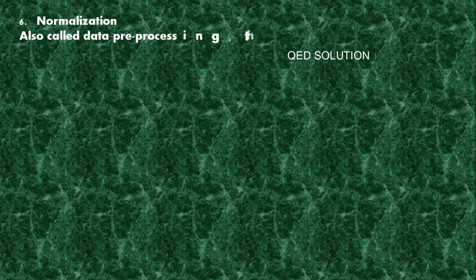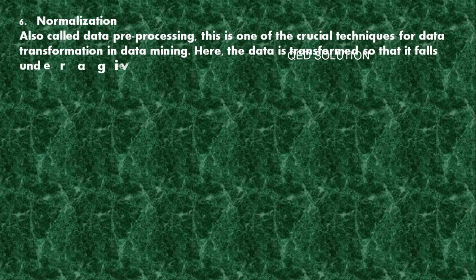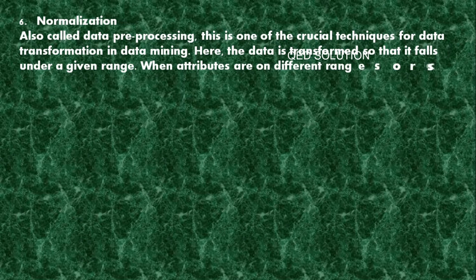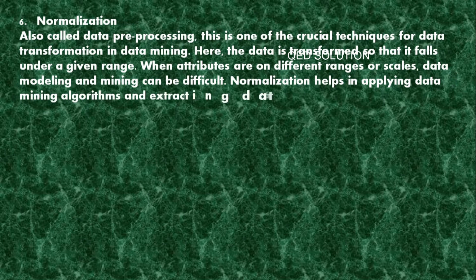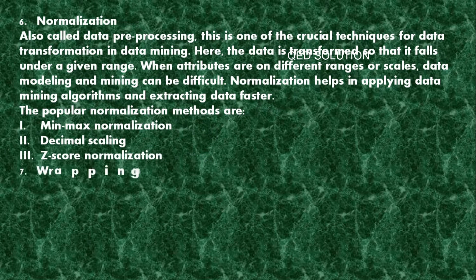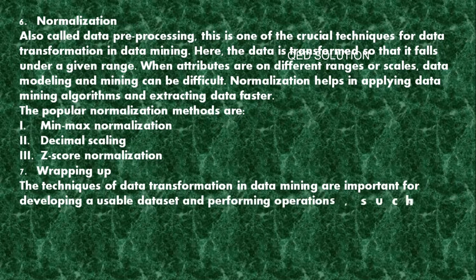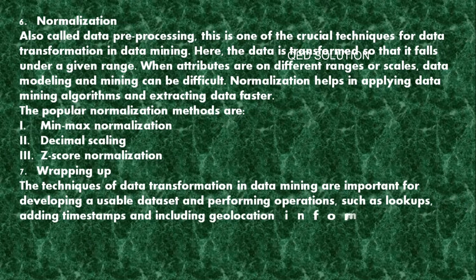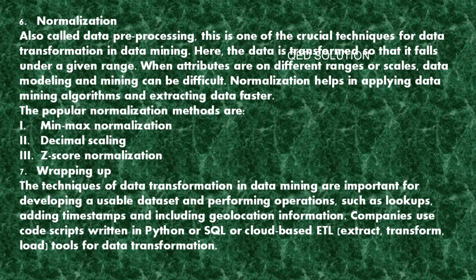6. Normalization, also called data pre-processing. This is one of the crucial techniques for data transformation in data mining. Here, the data is transformed so that it falls under a given range. When attributes are on different ranges or scales, data modeling and mining can be difficult. Normalization helps in applying data mining algorithms and extracting data faster. The popular normalization methods are min-max normalization, decimal scaling, z-score normalization.